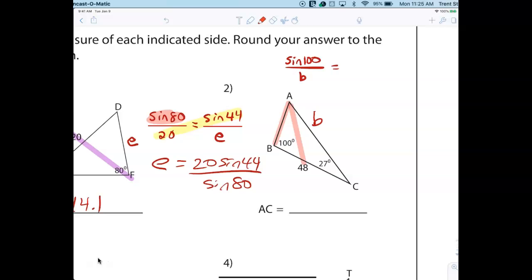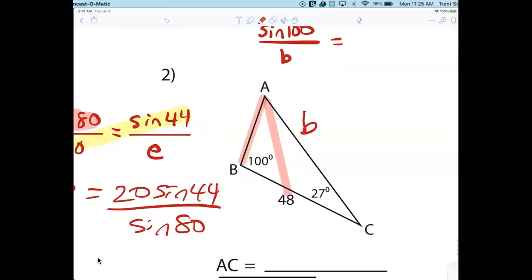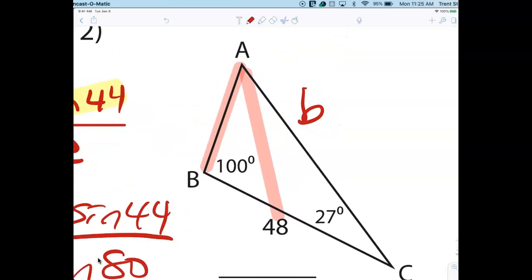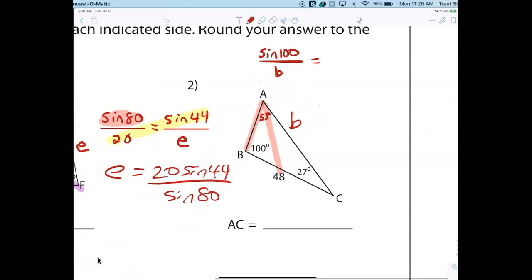So a lot of times I tell kids, if they give you two angles, let's figure out what the third angle is. And so that would be how many degrees? I think it's 53 degrees. Everybody good with that? So now I'm going to put 53 degrees in here. And now I can say sine of 100 over B.